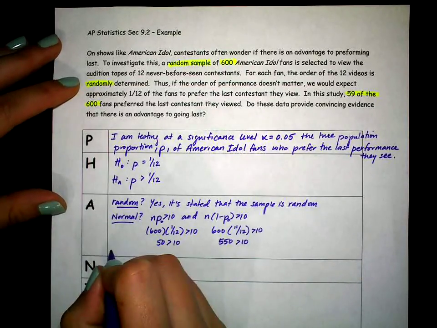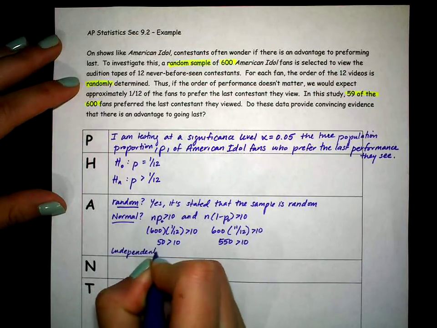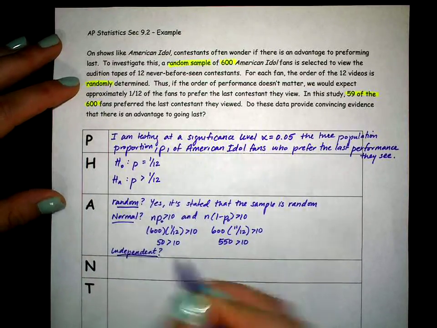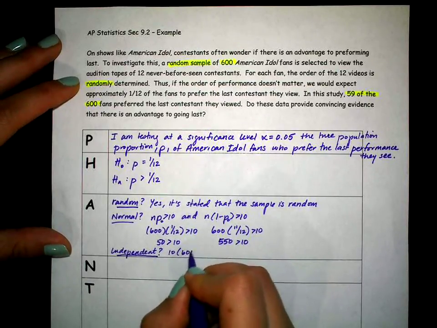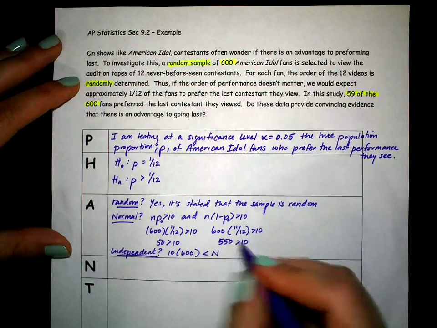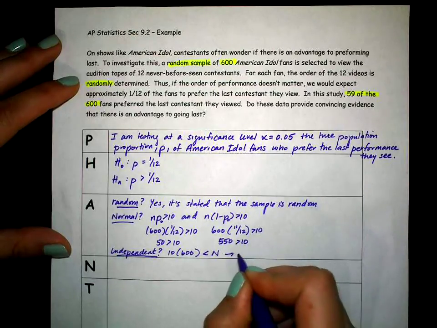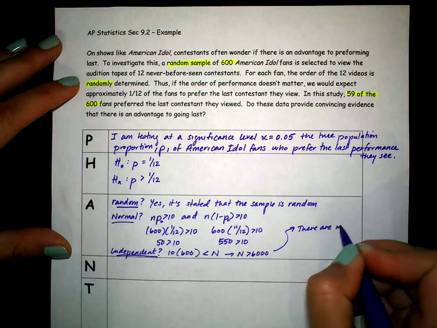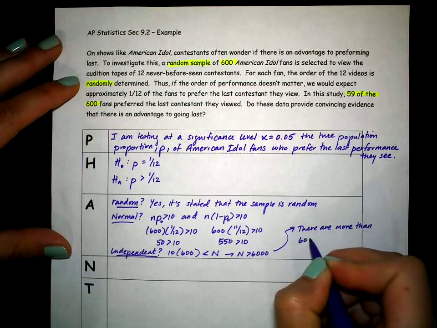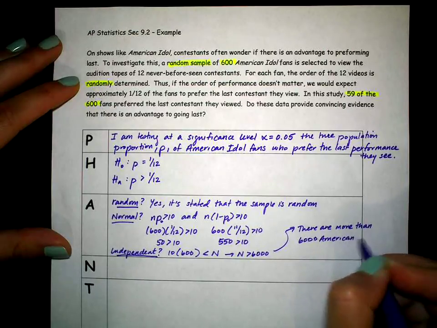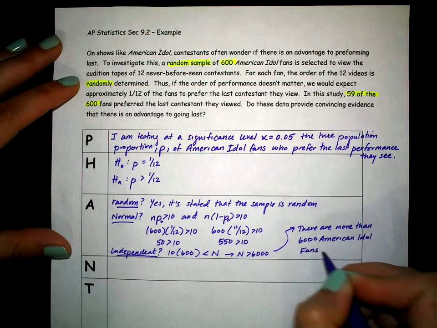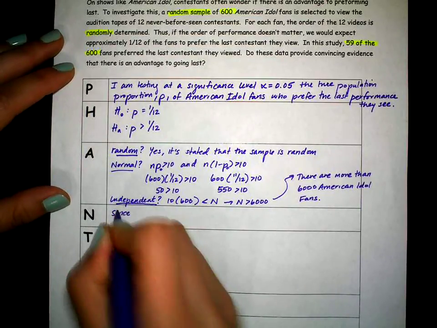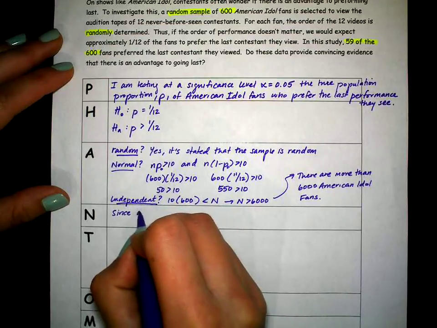Are they independent? So our sample size has to be less than 1/10 of our population. So if I multiply 10 with our sample size, is that less than our population? So we have to have more than 6,000 American Idol fans. And I would just go ahead and state there are more than 6,000 American Idol fans. Alright, so it's passed all three tests. We're going to go ahead and name what our method is, since all conditions have been met.